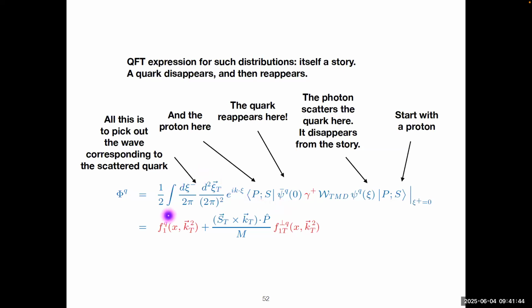And all this stuff here, the integral dx minus, d to ct, and the Fourier transform, it's just out to pick out the wave corresponding to the scattered quark. When we say the scattered quark, we mean the one that in this matrix element disappeared and then reappeared with the same momentum. Okay, and so we can break this down in terms of spin dependent part, and the beauty of spin is its dependence is just linear. And then we have this F1 and F1 transfers. So this is among the ways of writing this TMD.